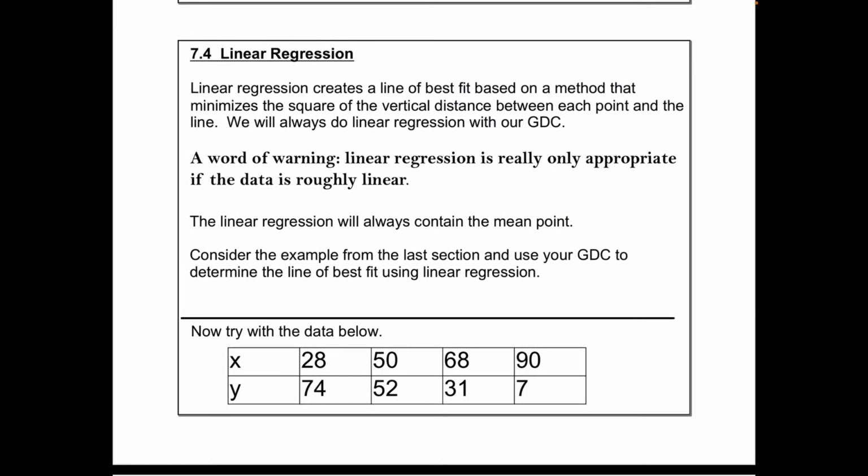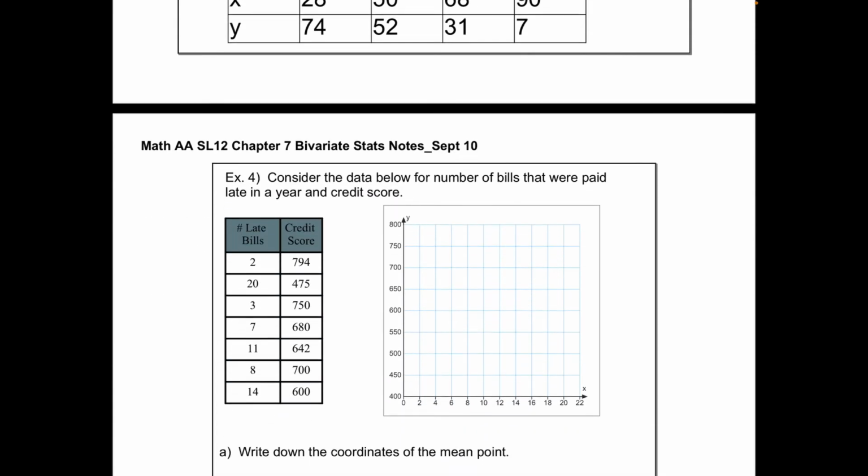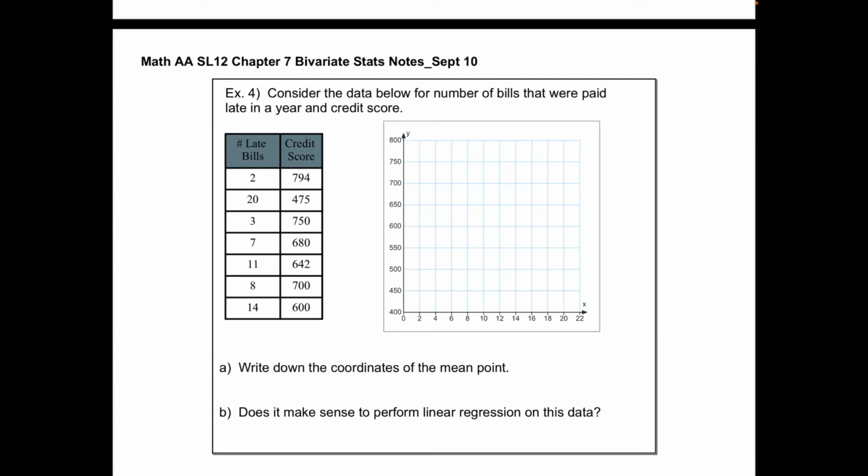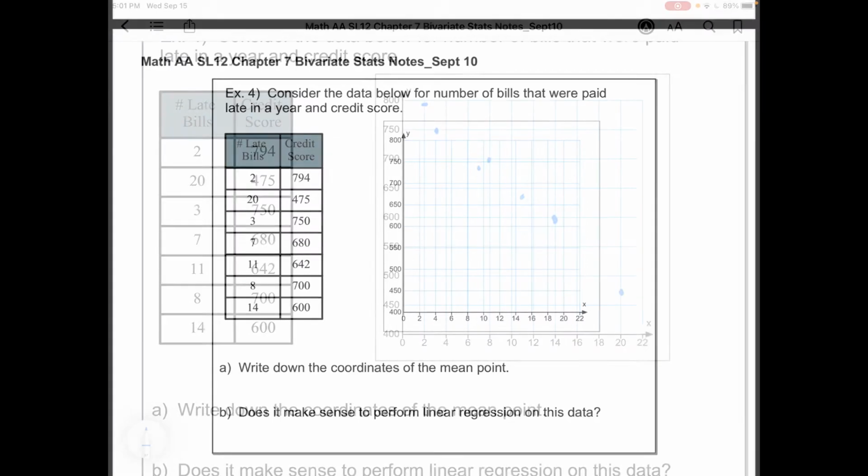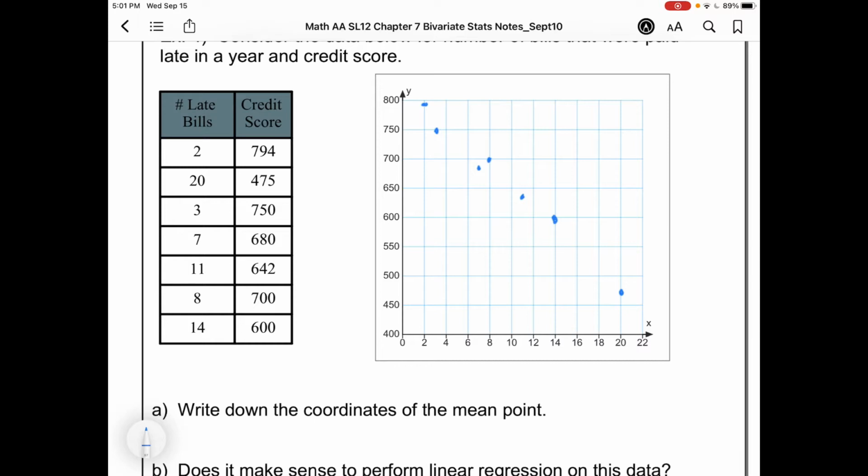We'll come back with the example below, but we'll move on here to the late bills and the credit scores. So last time in class, we actually plotted all these points. I'll just quickly put them on now. There they all are. We can find the coordinates of the mean point that the linear regression is going to go through. And to do that, we just add up all these values and divide by 7, because we have 7 pieces of data. You could take a minute and do that in your calculator. It's going to give us 9.29.